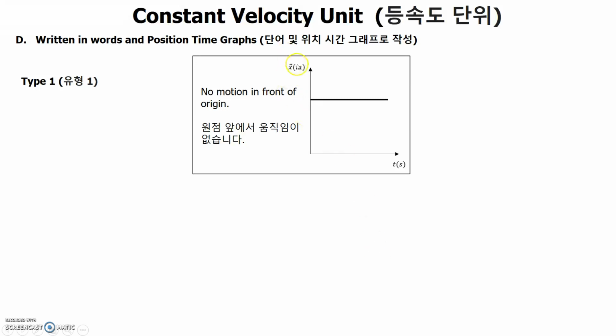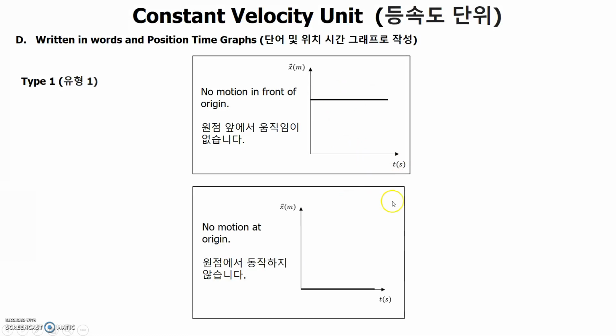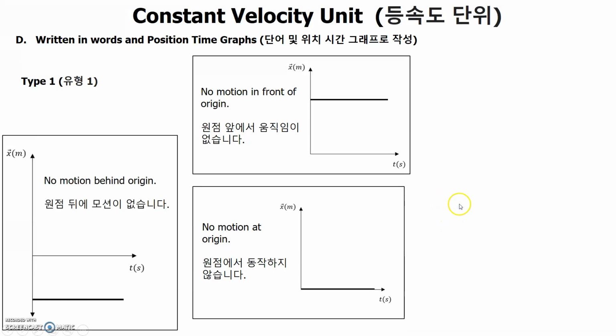Notice we have X with an arrow above it, that stands for position, and T, those labels have to be on the graph. We might have no motion at the origin, so here it's not moving and it's sitting at the origin. Or maybe we have no motion and it's behind the origin. Those are all type 1 motion.